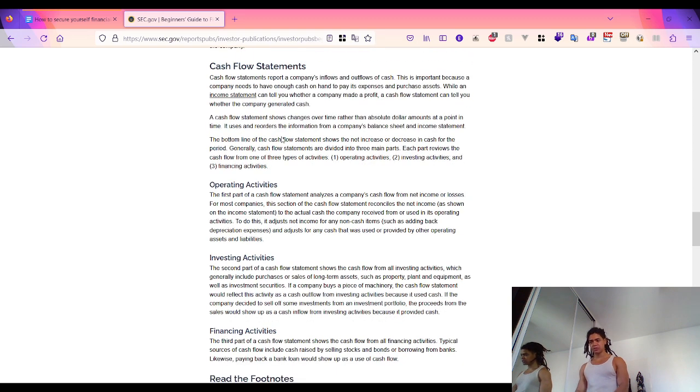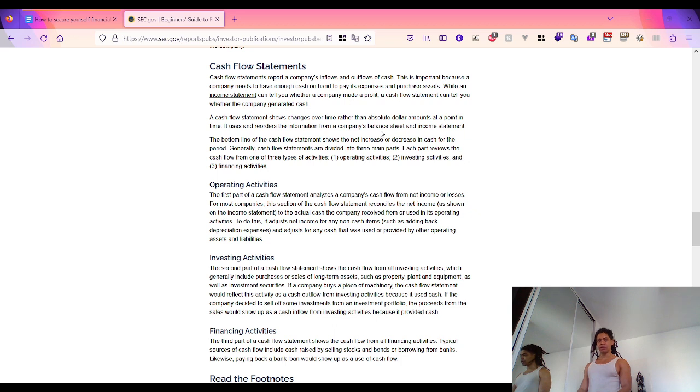A cash flow statement shows change over time rather than absolute dollar amounts at a point in time. It uses and reorders information from the company's balance sheet and income statement.